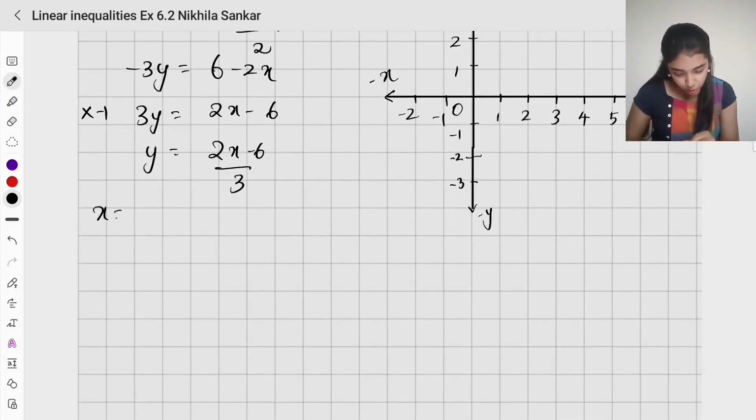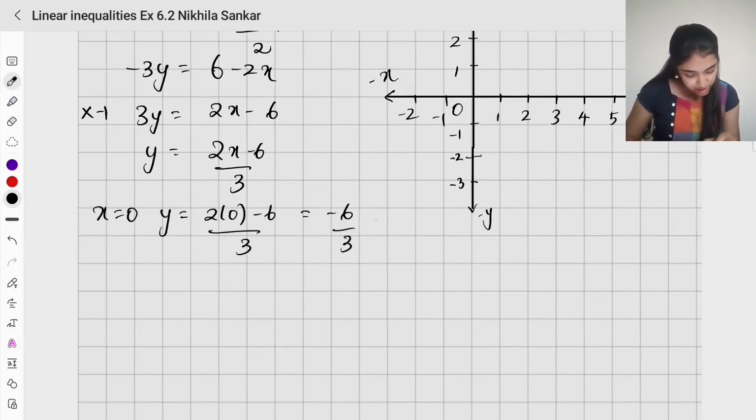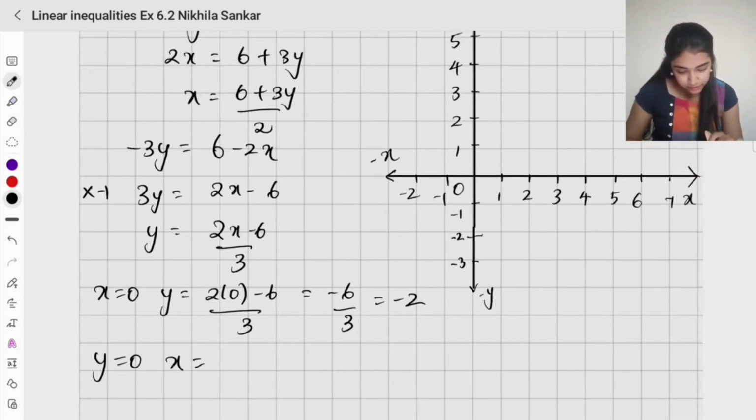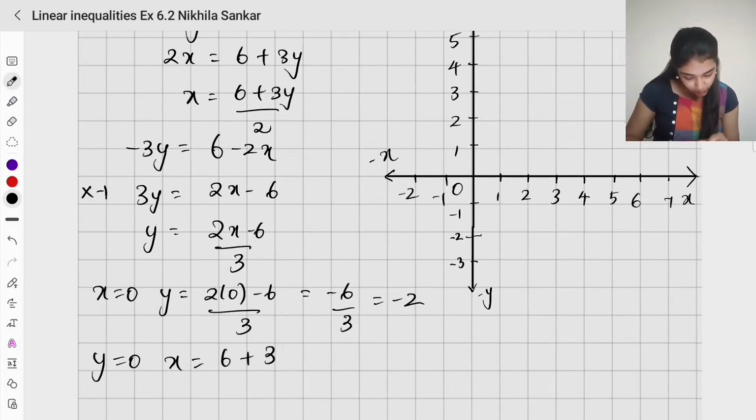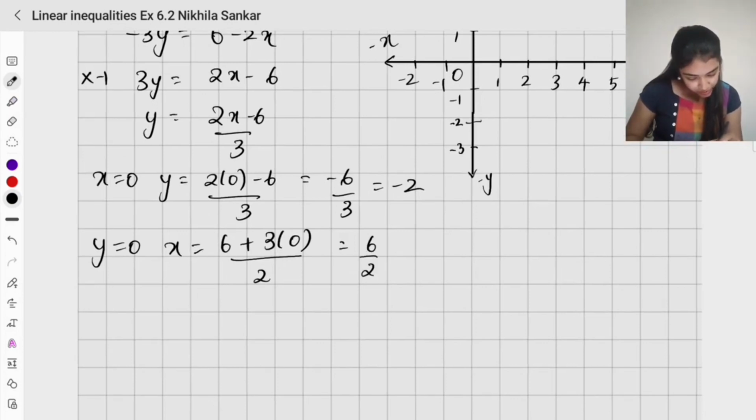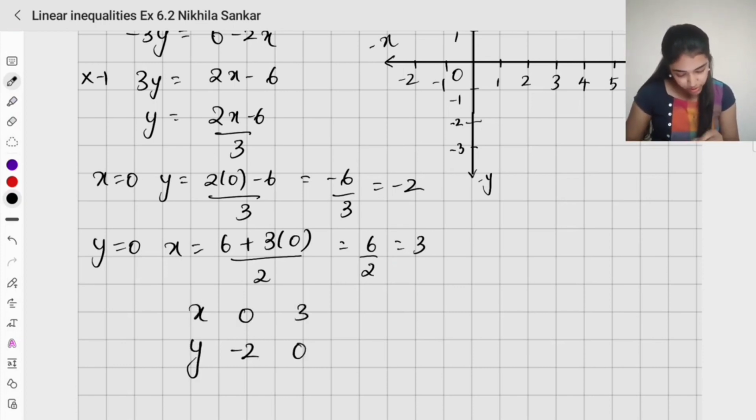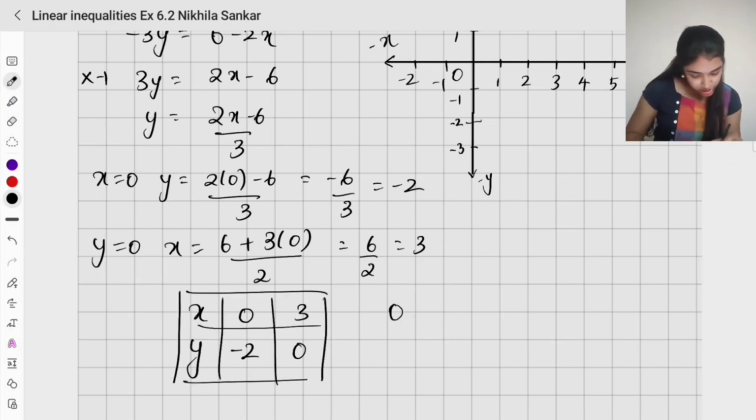Now when x is 0, what will y be? y is going to be 2 into 0 minus 6 divided by 3. This is going to be minus 6 divided by 3, which is minus 2. Now when y is 0, x is going to be 6 plus 3y, so 3 into 0, divided by 2. So I'm going to have 6 divided by 2, which is 3. For the tabular column x, y: when x is 0, y is going to be minus 2. When y is 0, x is going to be 3. So what is my solution? 0, minus 2 and 3, 0.